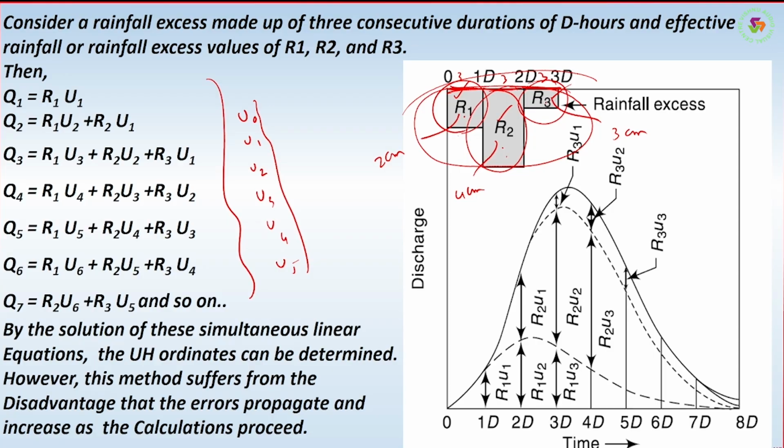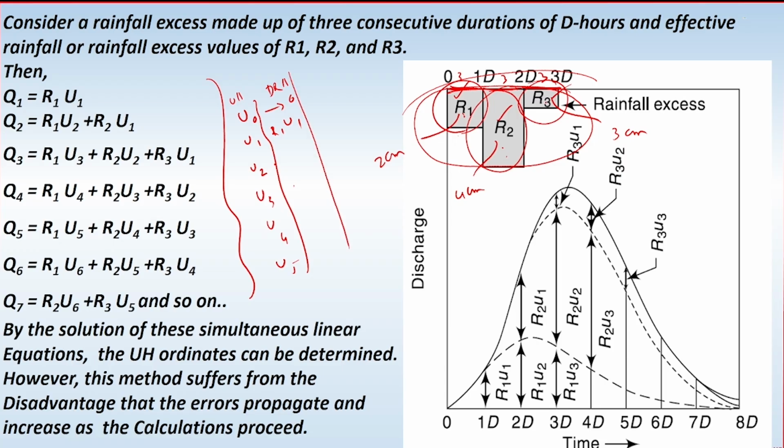You tell me, what is this ordinate? The first one is generally 0. So from here, R1 into U1, R1 into U2, R1 into U3, because this is the UH ordinate and this is the direct runoff ordinate. Direct runoff ordinate is nothing but the unit hydrograph ordinate into the depth of direct runoff, which is given, that is, the rainfall excess. So it is multiplied by this. So this is the first storm.